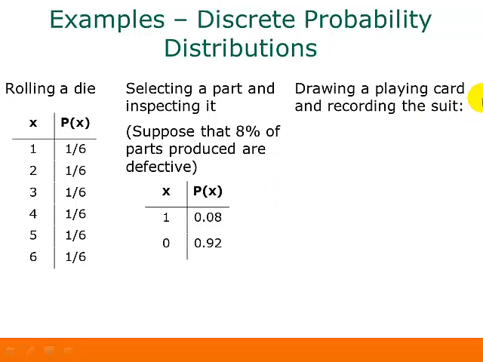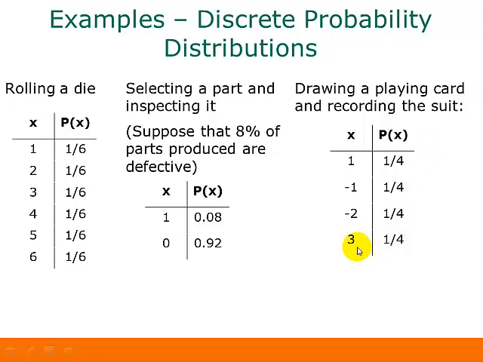And finally, if we're drawing a playing card and recording the suit with the values that we defined for the variable on the last slide, our probability distribution would look like this. Again, the only difference between what we're doing here and what we did in the last chapter is that we're giving numerical values, since we're actually talking about the values of a variable.